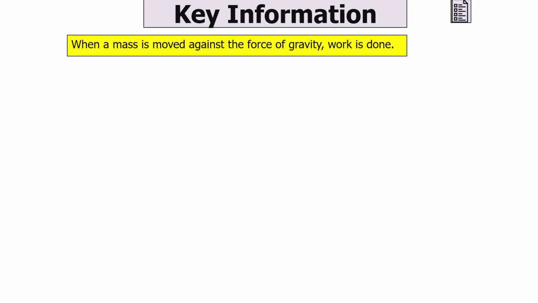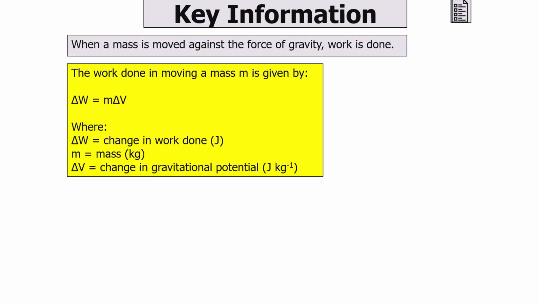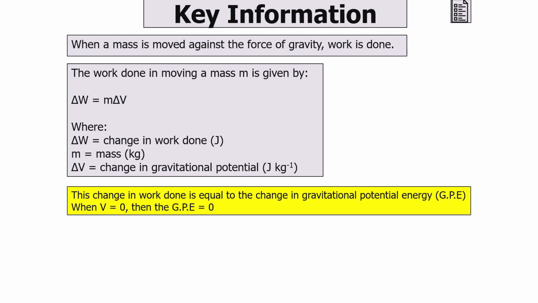Now when a mass is moved against the force of gravity, work is done. So the work done in moving a mass m is given by the equation delta W equals m delta V, where delta W is the change in work done, m is the mass, and delta V is the change in gravitational potential. This change in work done is equal to the change in gravitational potential energy, and when V is equal to 0, the gravitational potential energy is equal to 0.